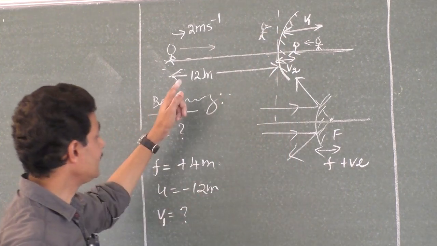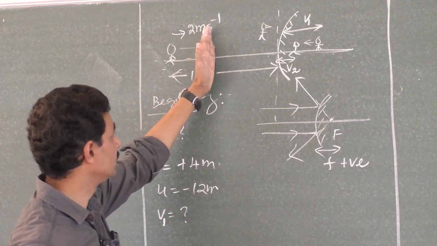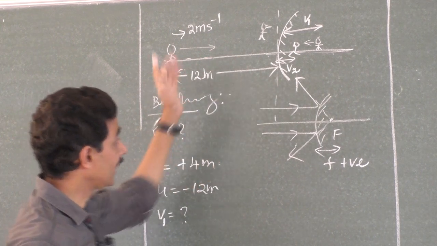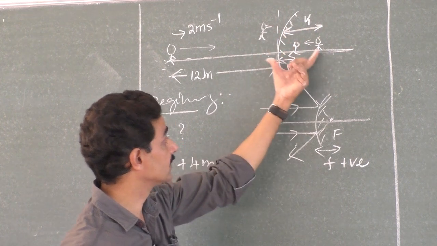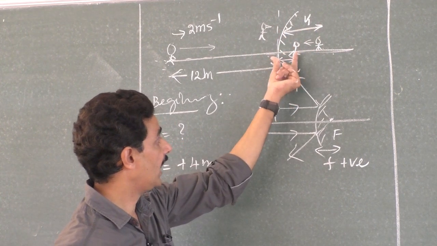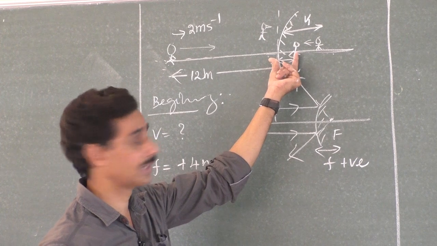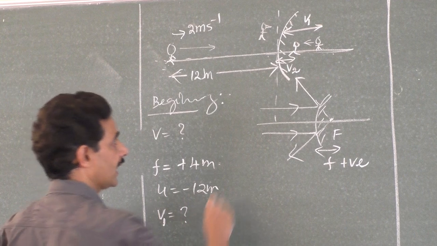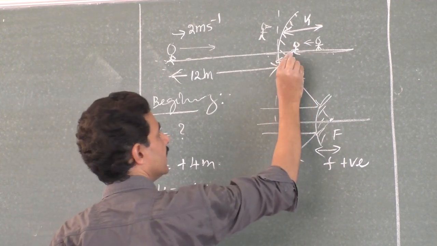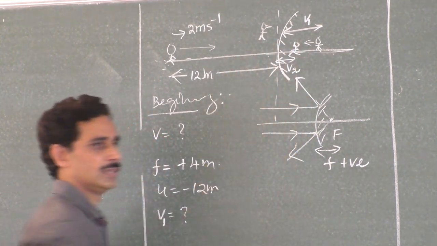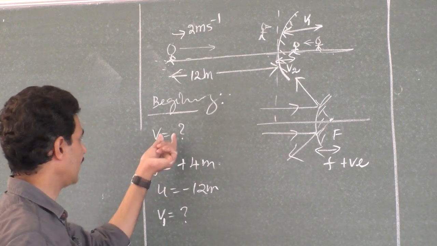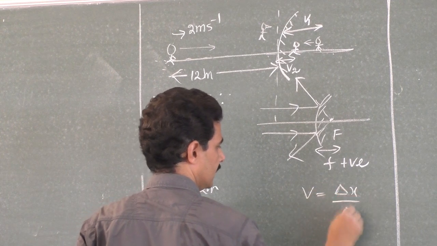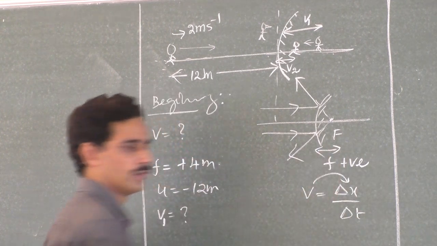In 1 second, the object will move by 2 meters and the new object distance is 10 meters. In 1 second, the new image distance will be different from the original image distance. After some time, the image distance will decrease because the object has moved forward. So what is the new image distance? In 1 second, the image has moved from here to here. That is the velocity of the image, because that is in 1 second. When you calculate everything in 1 second, velocity itself will be the displacement, right? Magnitude wise, they are the same.